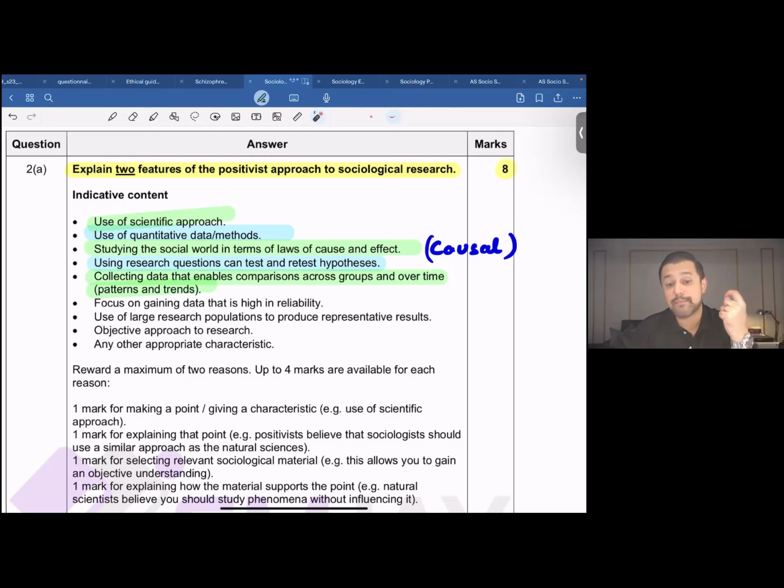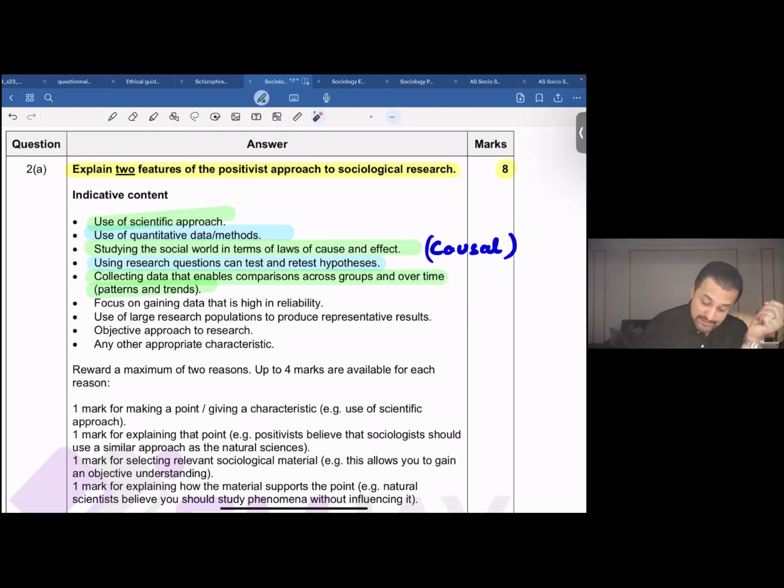Collecting data that enables comparisons across groups and over time, right? If you are able to make comparisons over time, don't you think that would help you identify patterns? For instance, let's walk ourselves out of the sociology students example. If I talk about unemployment rate, crime rate, or for that matter suicide rates, these are the things that sociologists do study. Collecting data that enables comparisons across different groups over time would help you identify patterns, and that would help you identify trends or predict trends, let's say.